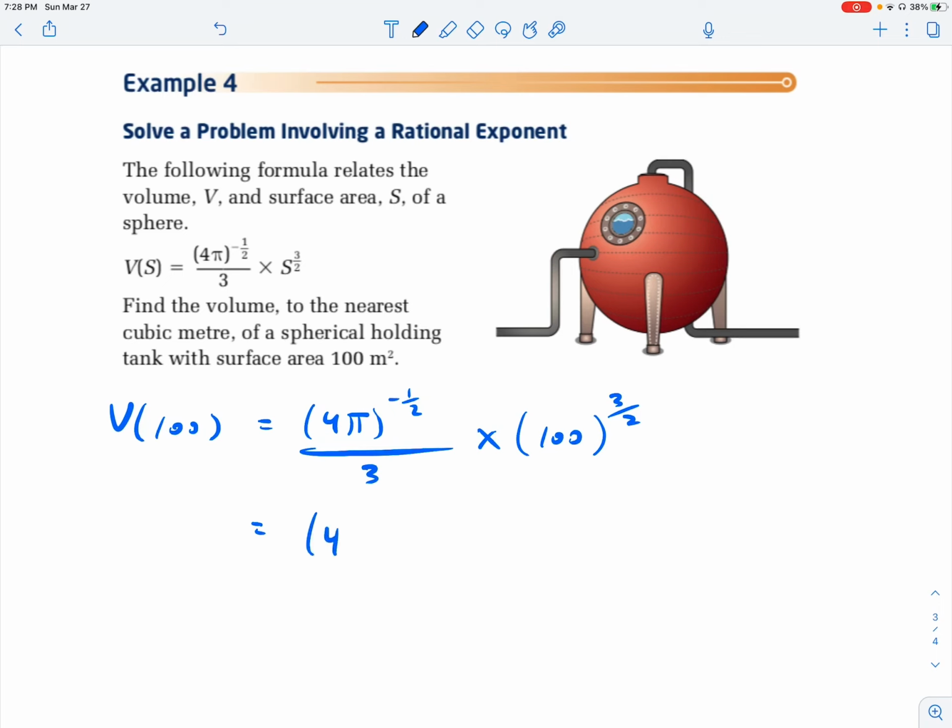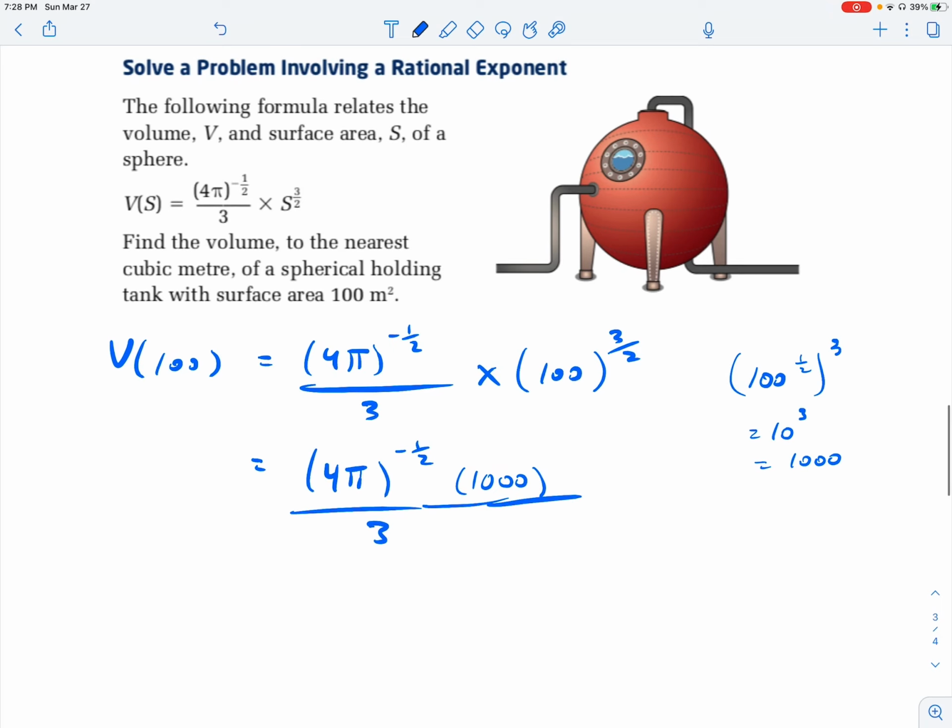So if you wanted to work a little bit algebraically, you could evaluate this last part, 100 to the exponent 3 over 2. So if I were to do that, I would rewrite this as 100 raised to the exponent 1/2 and then cubed. That would give me 10 cubed because the square root of 100 is 10. And 10 cubed just means 3 zeros. So that's just 1,000 here. So if you want, you can even write it like that. Put that all in your calculator in one shot.